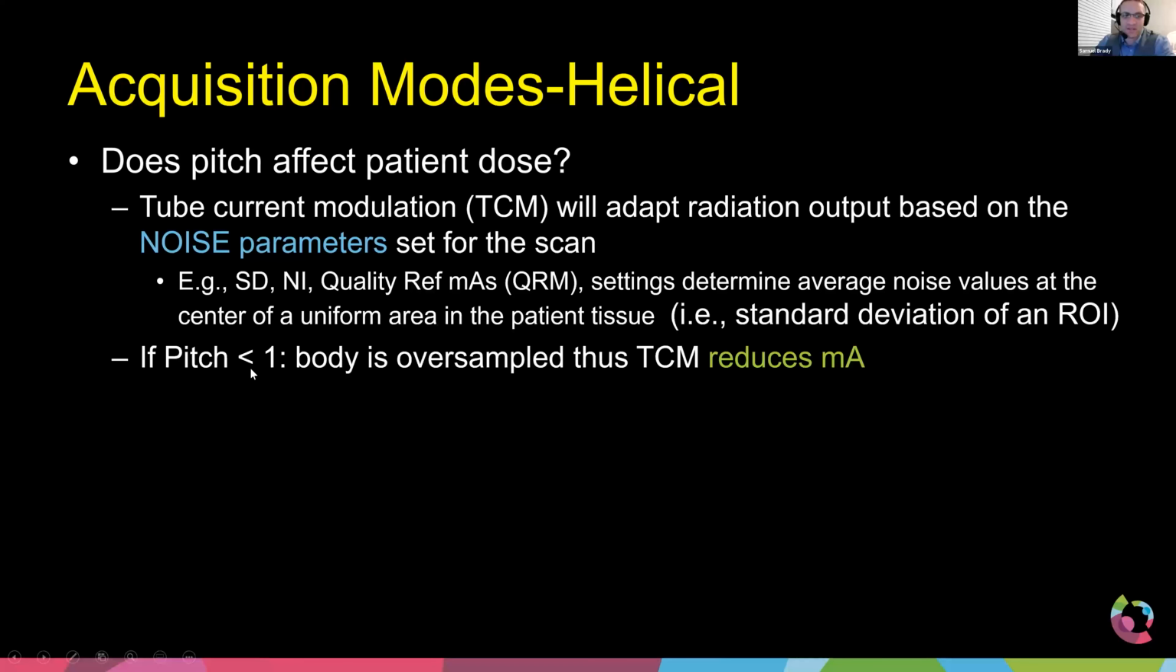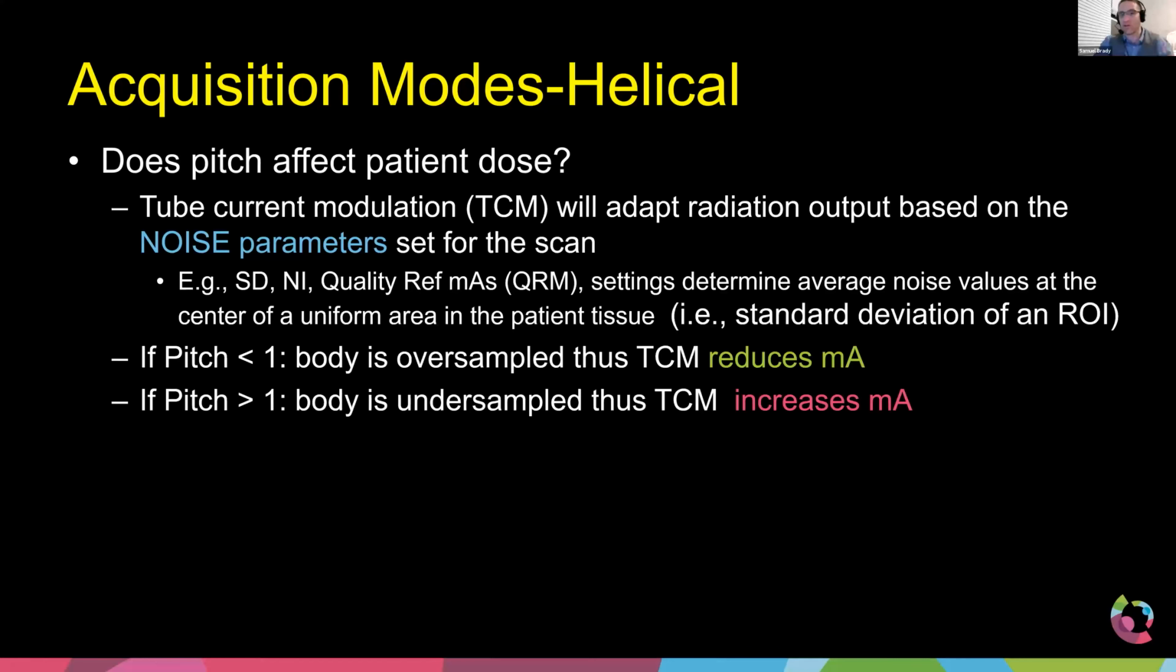So if I have a pitch of less than one, the body is being scanned or oversampled in some places more than once. Therefore, it doesn't need as much mA per rotation, so it will reduce its overall amount of mA. If the pitch is greater than one, there are times when certain parts of the body are not exposed at all and other parts are exposed. Well, if we're going to be averaging the data between two adjoining sets of data, those two sets of data need to be high quality. And because they've been partially undersampled, we need to increase the mA. So for pitch values greater than one, mA is increased.